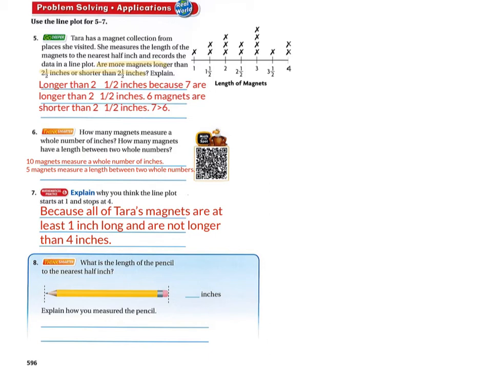If any numbers received 0, so in this case, if Tara did not have any magnets, let's say, that were 3.5 inches, there would just not be an X right there. Now we know she had 1, but let's just pretend if she had 0, there would be no X's. So we never want to leave any numbers out along the bottom. So that's our answer. She started at 1 because no magnets were less than that, and she stopped at 4 because none of her magnets were longer than that.